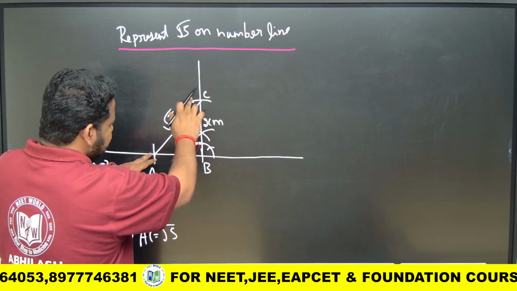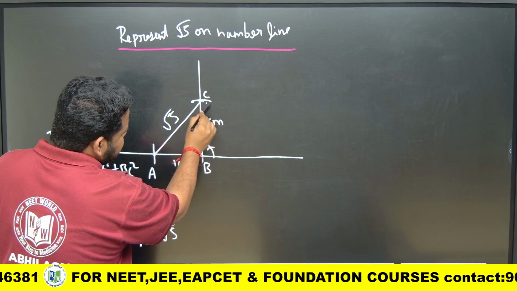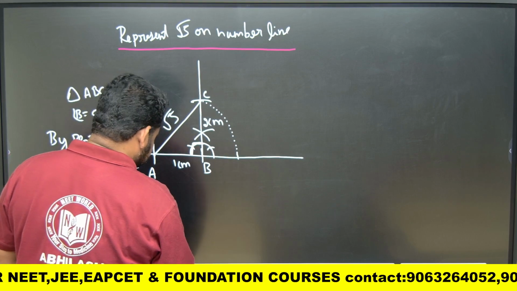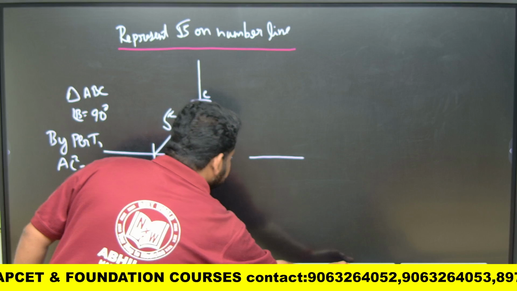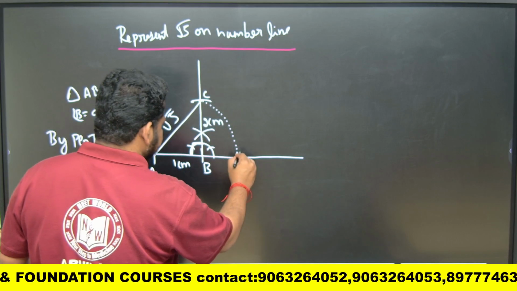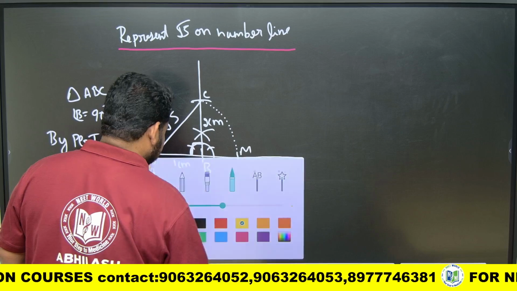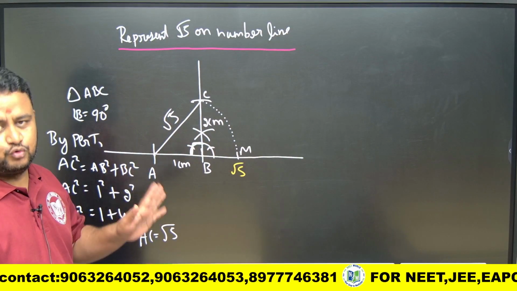So I will keep the compass like this. From here I will draw an arc. That is, I will draw a dotted line here using the compass. We will get here. So this is nothing but, let me name this point as M. What we get here is nothing but equal to root 5. This is how you represent root 5.